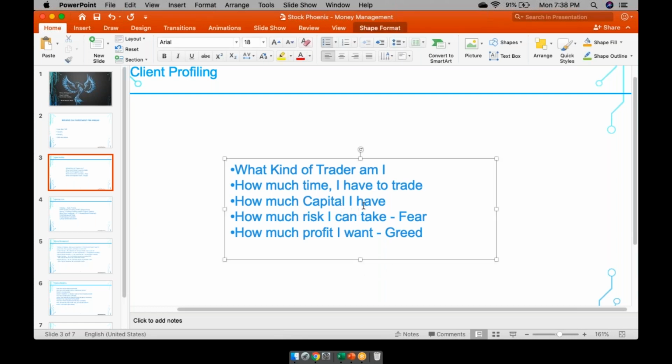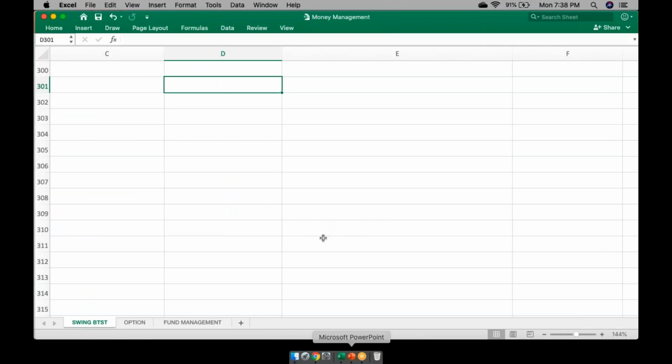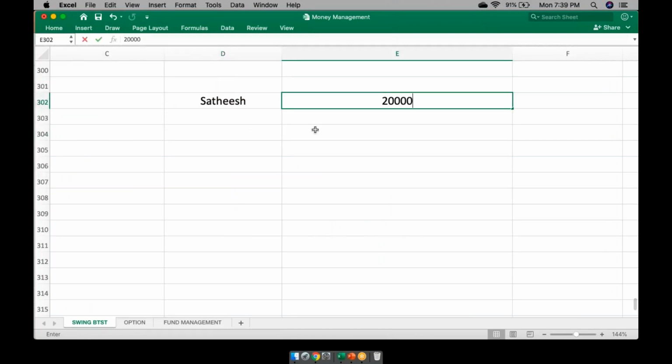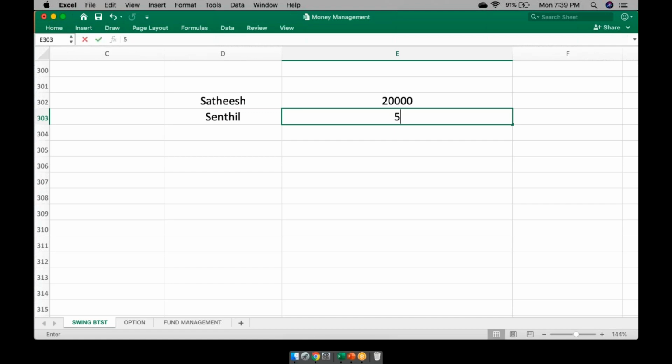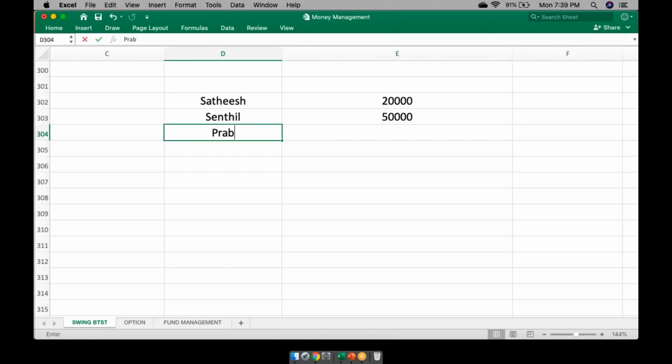So how much capital do I have? This is very, very important. As I told you, capital is the base, that is the basement for the stock market. Number one. Number two, don't follow trades from others. Satish has 20,000 capital, Senthil has 50,000 capital, Prabhu has 5 lakh rupees capital.